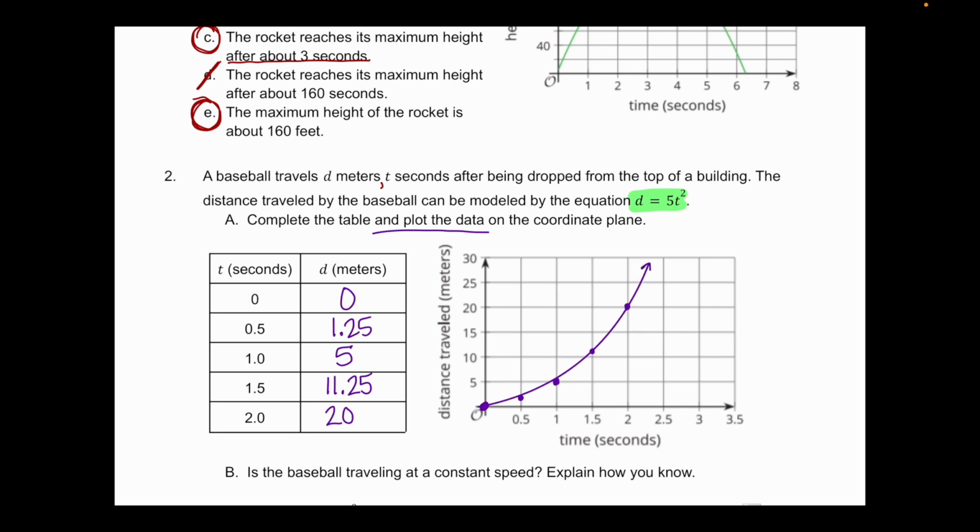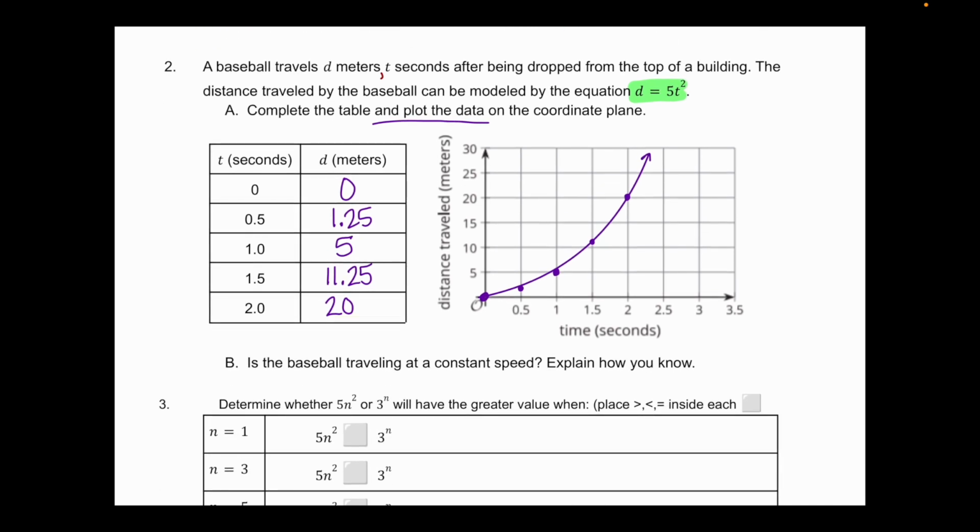There we go. Okay, so now question B says, is the baseball traveling at a constant speed? And explain how you know. If our baseball was traveling at a constant speed, that would mean it's going the same number of meters every second. And that would mean it's a linear function. So one of the ways I can explain this is by looking at my graph. This is not a straight line. A straight line would be like this. And that's not what we have.